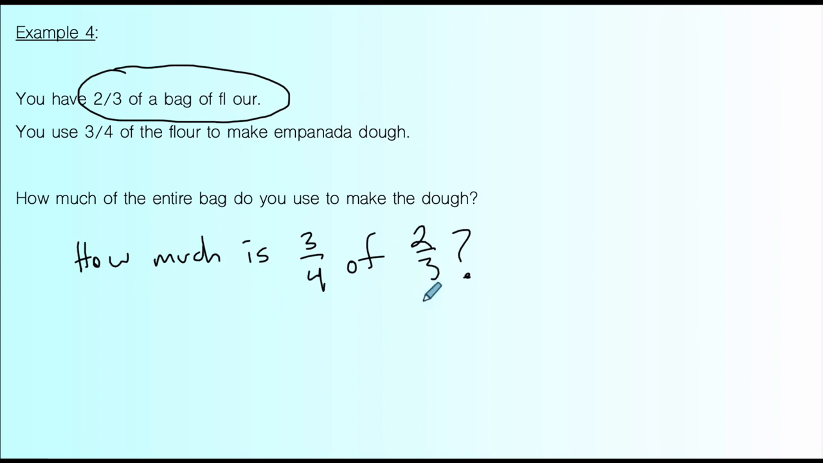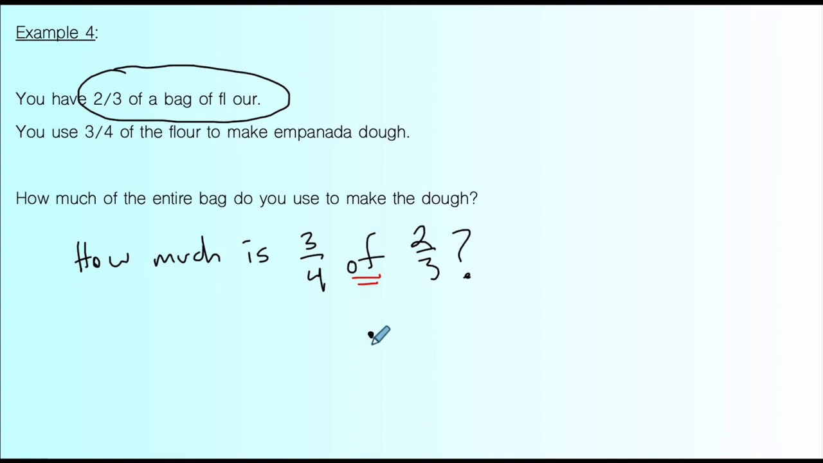It's important to restate questions in different words so that you can see what it's asking, and then come up to figuring out, all right, am I multiplying, dividing, adding, subtracting? What's even happening here? The way that I know that this is a multiplication problem is the key word of. Of is, if you ever see a problem stated like this, 3/4 of 2/3, something of something else. Of always means multiplication when it comes to math.